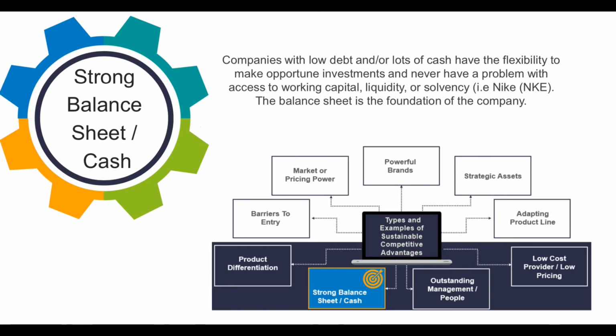How about a strong balance sheet or cash? Companies with low debt and or lots of cash have the flexibility to make opportune investments and never have a problem with access to working capital, liquidity, or solvency. The best example here is Nike. The balance sheet is the foundation of the company, of course. We should agree to that.